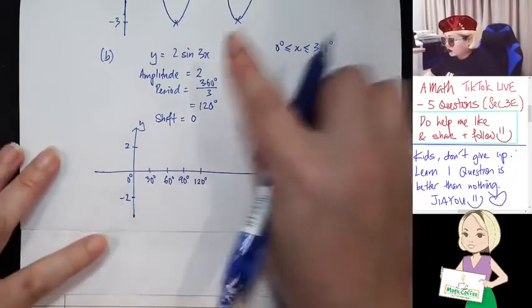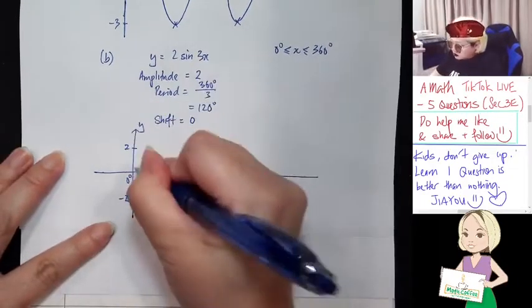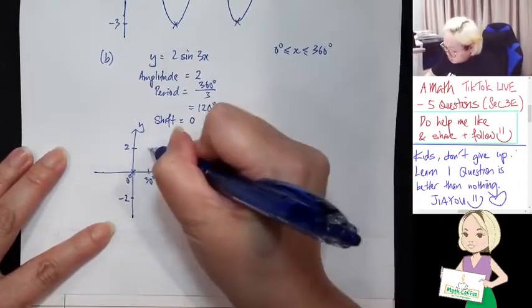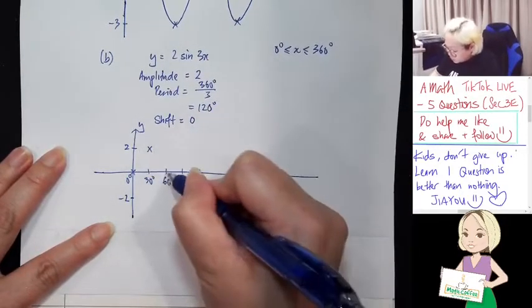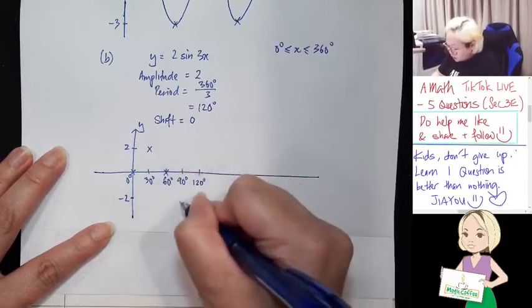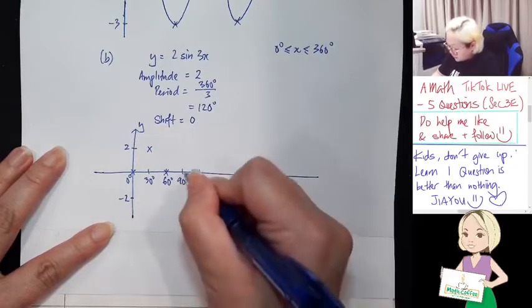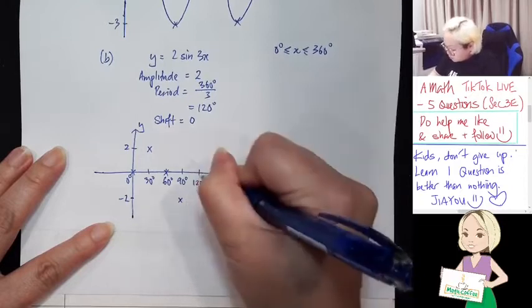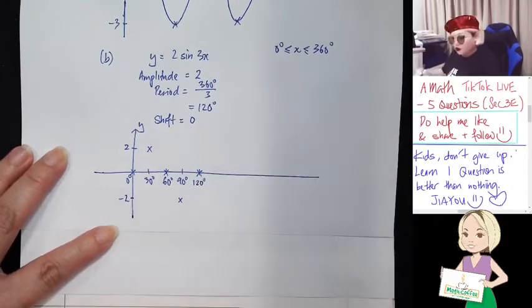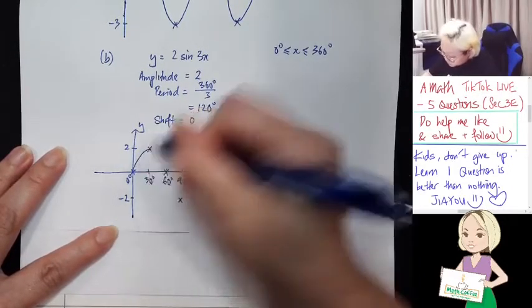So let's draw. This is a sine graph. So start from 0. Go up to maximum at 30, come back to 0 at 60, go down to minimum at 90 degrees, and go up to 0 at 120. So then you can draw the shape.